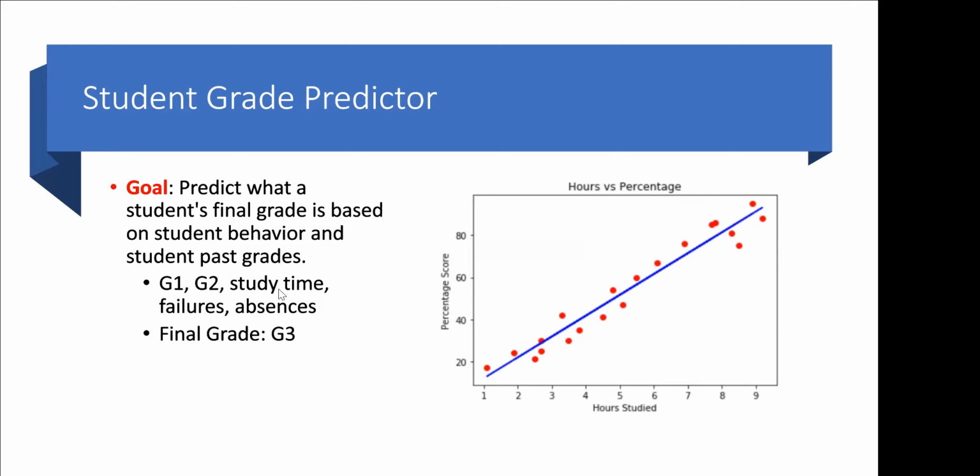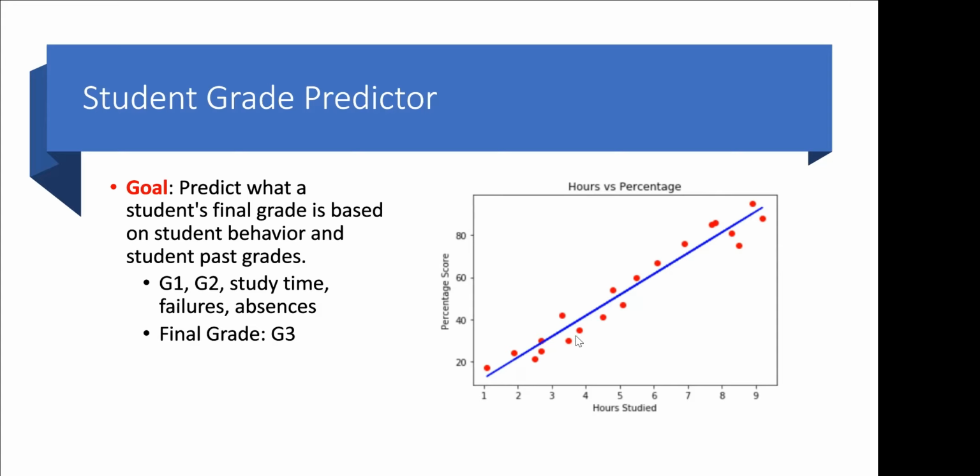Keep in mind, these are all integer values, and we're going to be predicting what their final grade is. That's G3. And don't worry, I'm not expecting you guys to remember this. I'll be repeating myself as we go through the code. But essentially this is what we are going to try to achieve. This is not what our end model is actually like. This is just a sample, right?